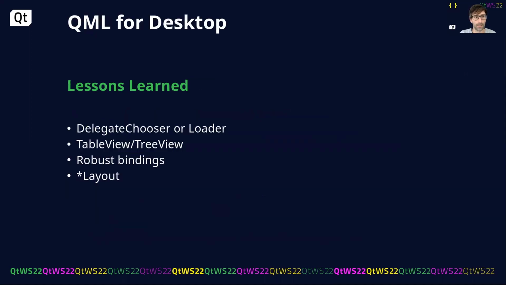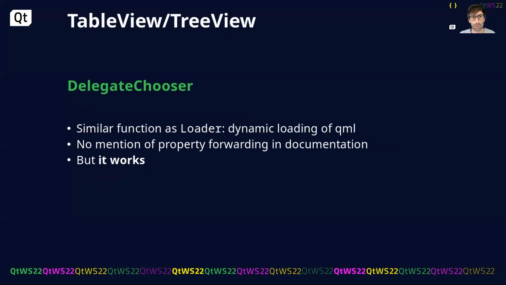All right, and then to wrap up, and this is something I could have multiple sessions a day about, QML for the desktop, but I'm very briefly going to skim over some lessons that we learned here. Delegate chooser or loader, two components that allow dynamically creating QML. Which one should we be using?